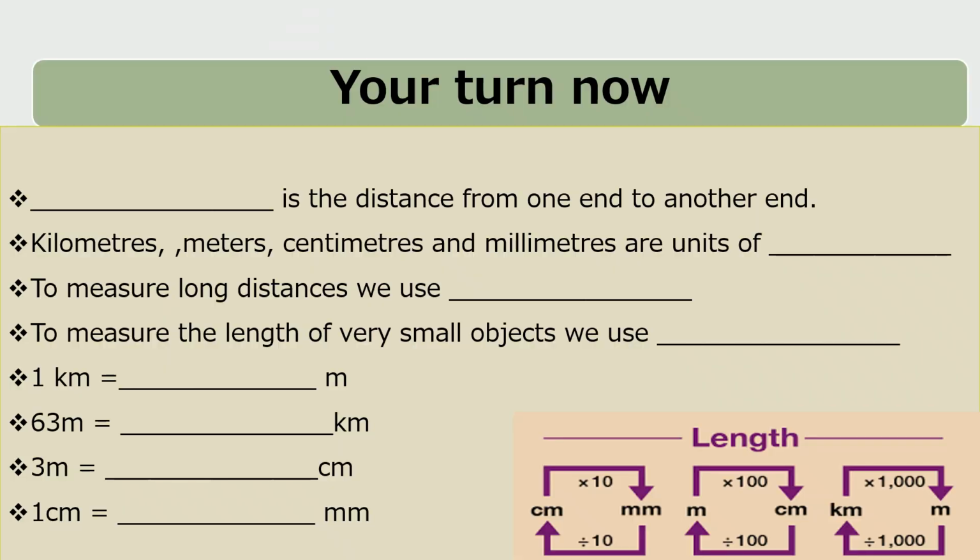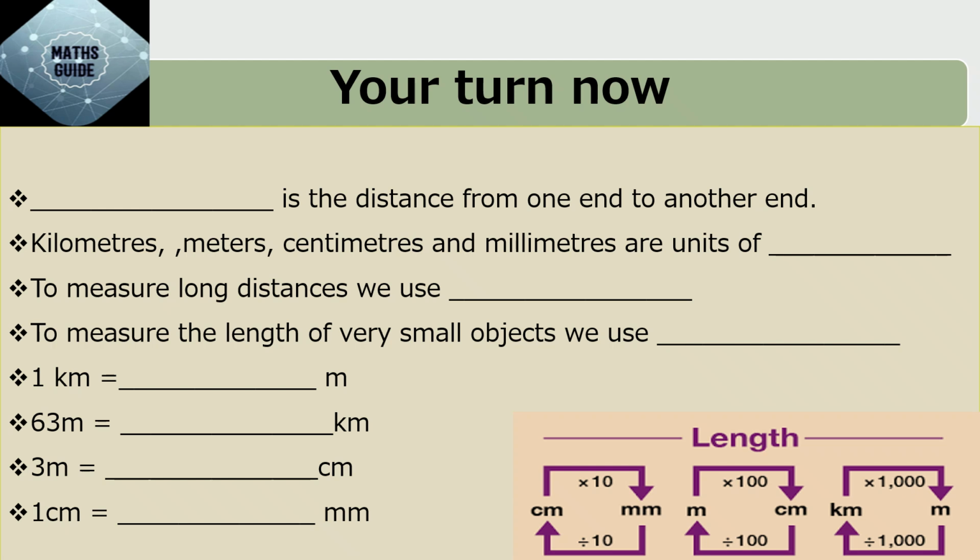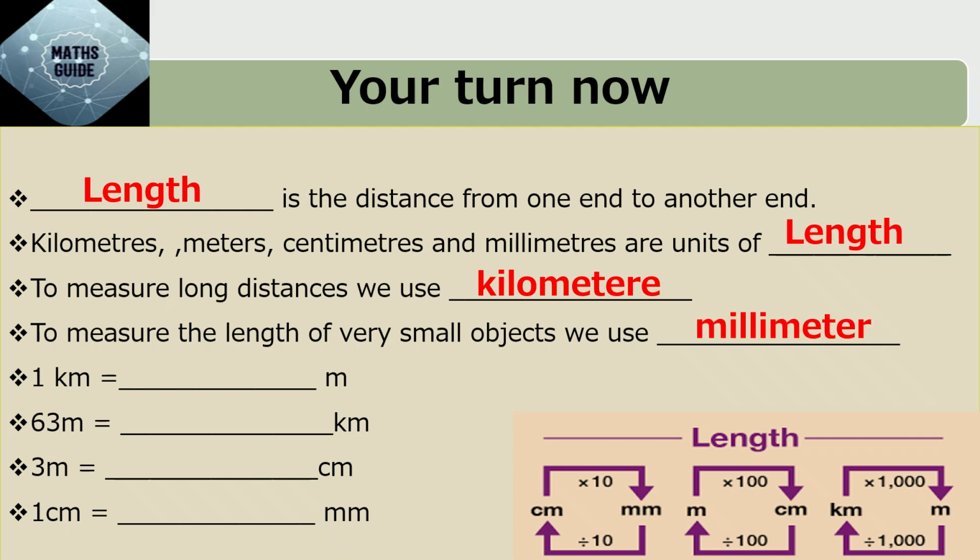Now it's your turn to answer these simple blanks. Dash is the distance from one end to another end. Yes, this is length. Kilometers, meters, centimeters and millimeters are units of length. To measure long distances we use kilometer, and to measure the length of very small objects we use millimeters. 1 kilometer, as you can see in this figure, is equal to 1000 meter.